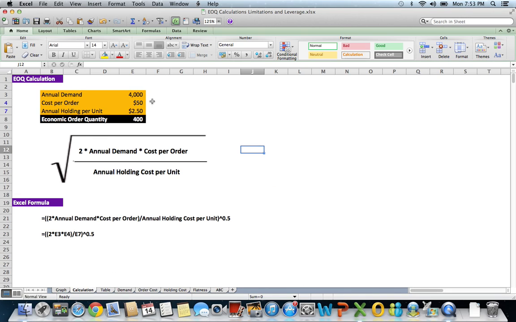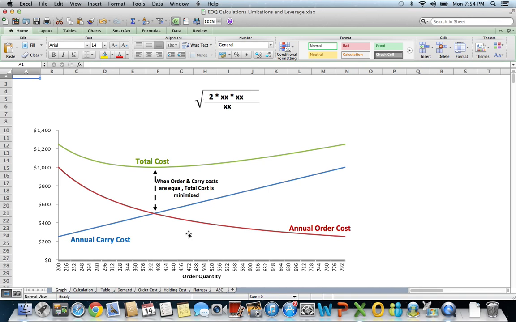So you take this formula that says twice my annual demand times the cost to order, divided by the cost per unit to hold it, and then take the square root of that. It looks kind of complicated, but it's quite doable in Excel with this formula. You could see in this example here, you've got annual demand of 4,000. It costs you 50 bucks every time you place an order, and it costs you $2.50 per unit to carry it in inventory. You put all those together, put them into this formula, you get 400. And you have, again, this graph.